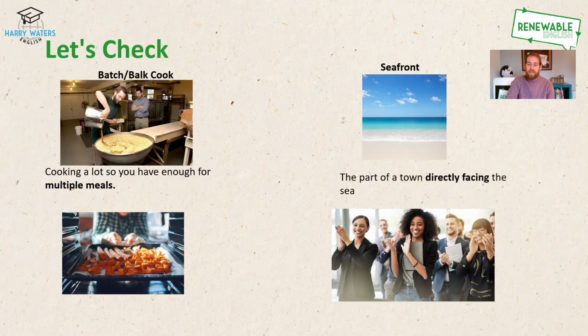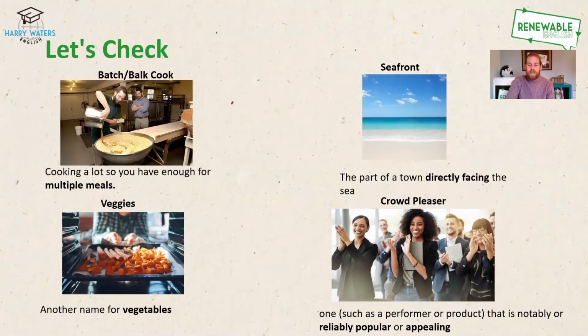The seafront is the part of the town that directly faces the sea, also sometimes the seaside as well. They are, of course, veggies. It's another word for vegetables. So if you struggle with that pronunciation, as we talked about earlier, why not just say veggies? And a crowd pleaser is one such as a performer or product that is notably or reliably popular or appealing. So something that everybody loves is a crowd pleaser.